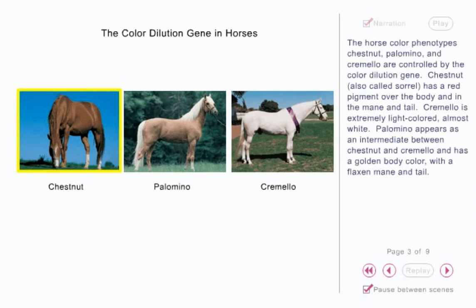Chestnut, also called sorrel, has a red pigment over the body and in the mane and tail. Cremello is extremely light-colored, almost white. Palomino appears as an intermediate between chestnut and cremello and has a golden body color with a flaxen mane and tail.